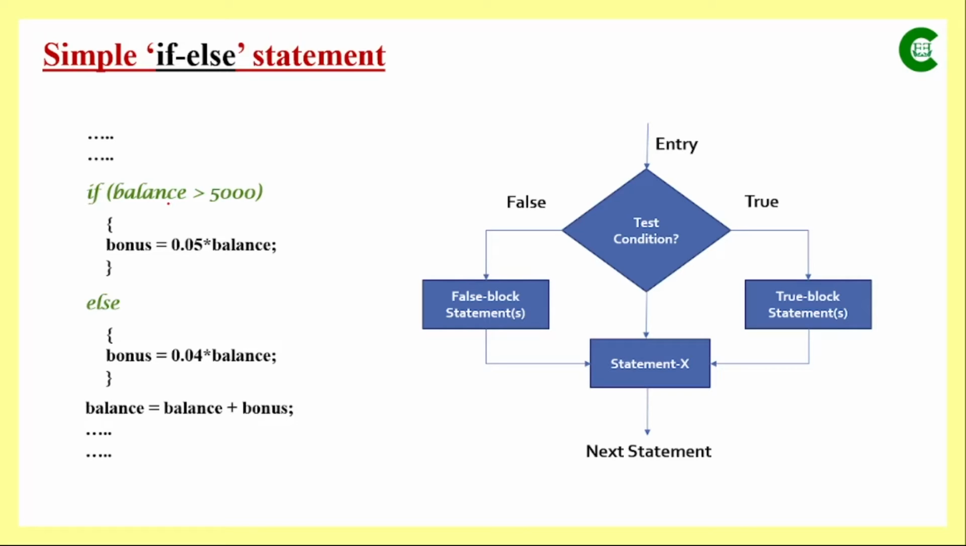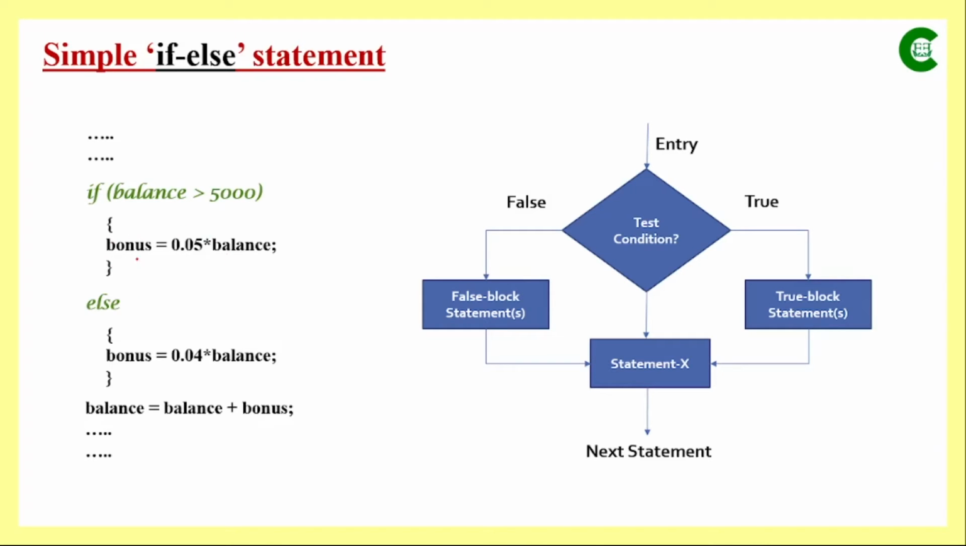So here balance is a variable in that program. If that balance is greater than 5000, then we are calculating some bonus by multiplying the balance by some factor, that is 0.05. But if that condition is not true, then the program flow will come to the else part, and that is the role of else in the if else statement, or in any programming language. So else, when the condition checking is false, the program flow goes to the else part. So when the balance is less than or equal to 5000, the program flow will go to the else part.